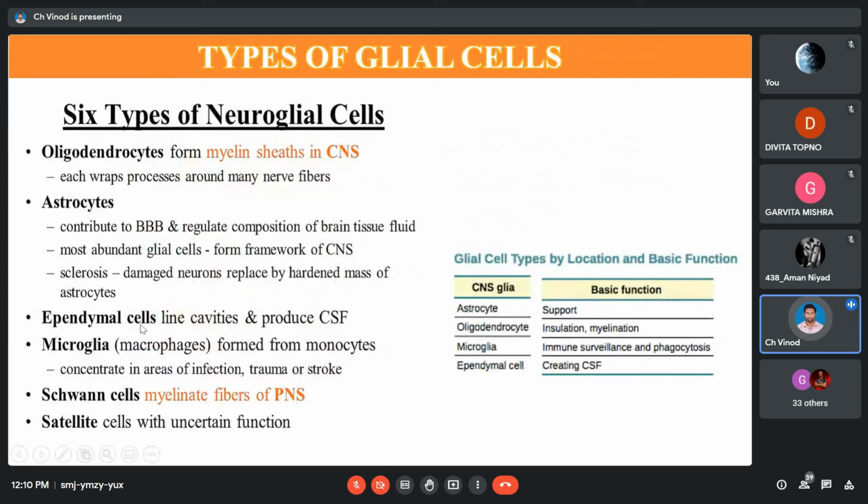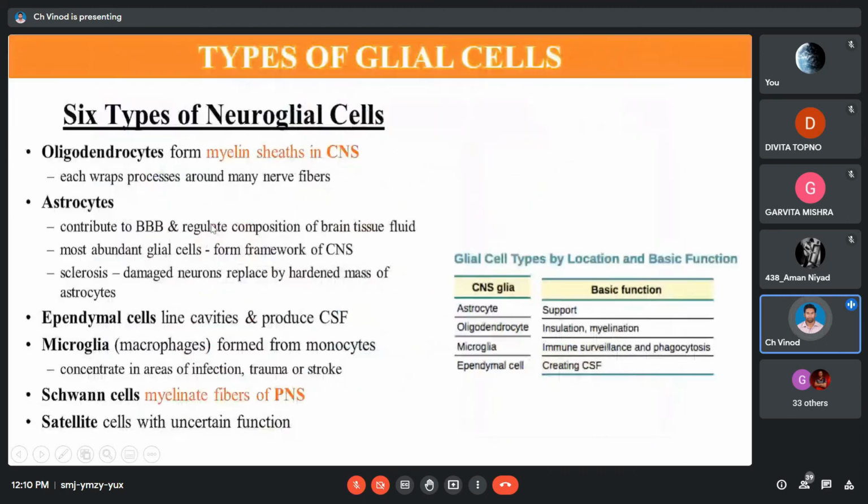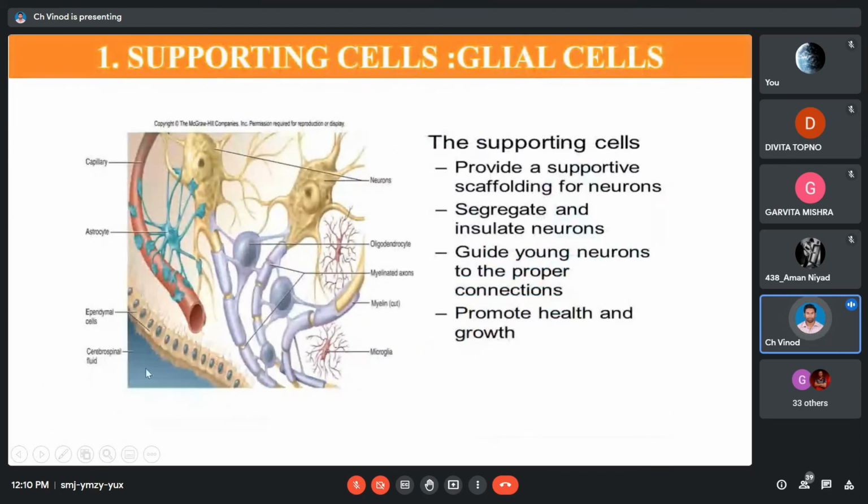Then comes ependymal cells. Ependymal cells are the ones which are available on the linings, brain linings, on the spinal cord linings. So what do they do? They release this fluid called cerebrospinal fluid, which is required for transportation. At the same time, this fluid is very, very thick, very, very viscous.